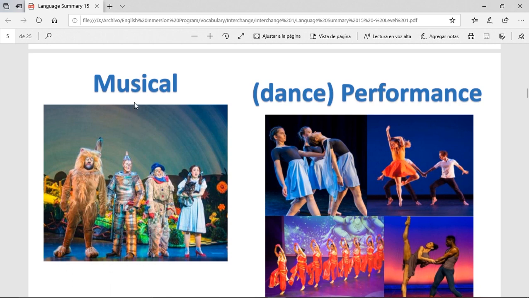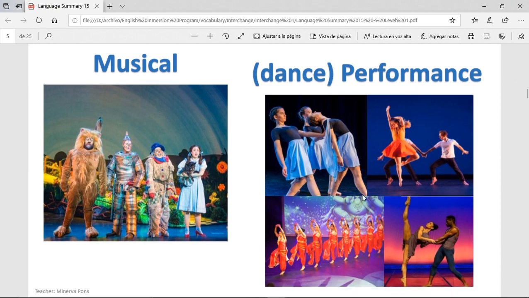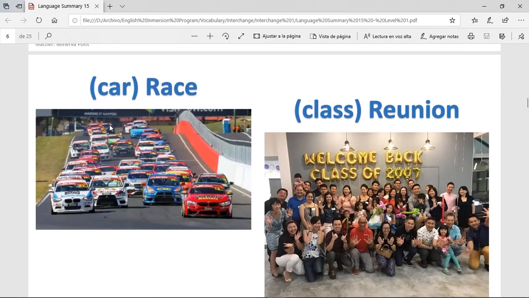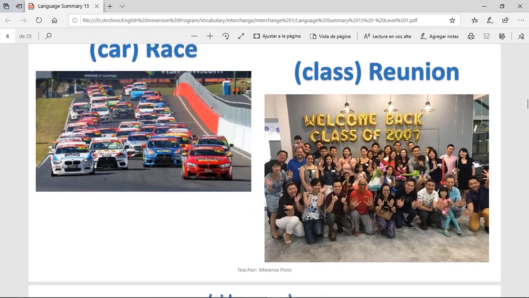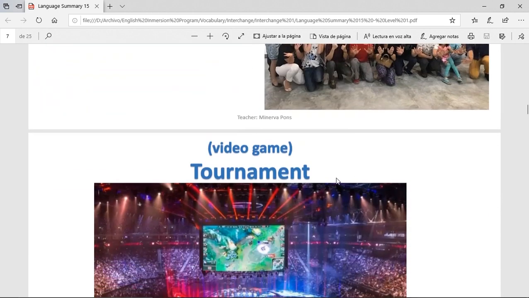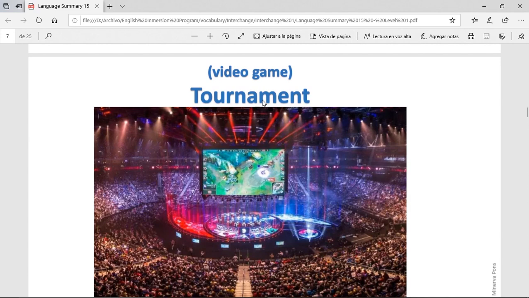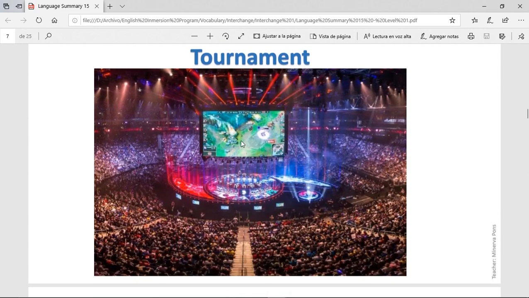Going to watch a musical, seeing a dance performance or any other kind of performance, maybe singing or something. Going to a car race, going to a class reunion. This is the class of 2007. Going to a video game tournament or watching a video game tournament.